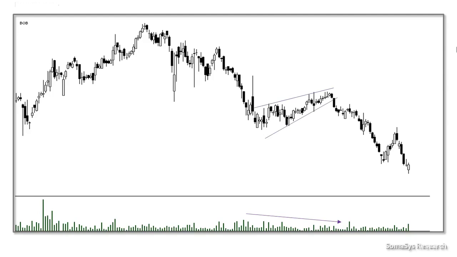Also, we have converging resistance and support lines in place forming a wedge. Recall that at least two points are required to establish resistance and support lines. Price breaks this support line over here, suggesting us to go short, and the profit objective is calculated by measuring the net distance traveled from the highest peak over here to the trough over here and projecting the same downwards from this breakpoint, and the objective is met here.